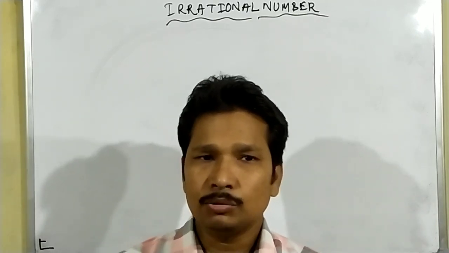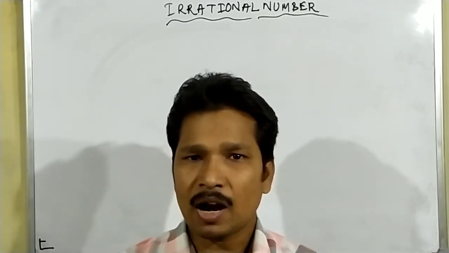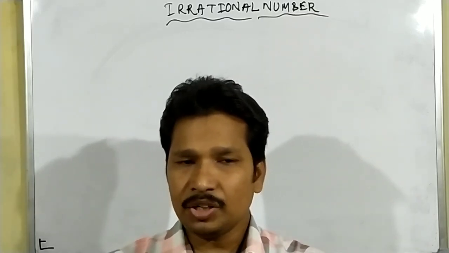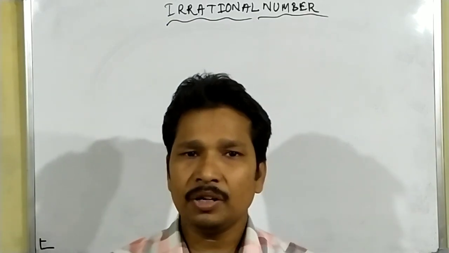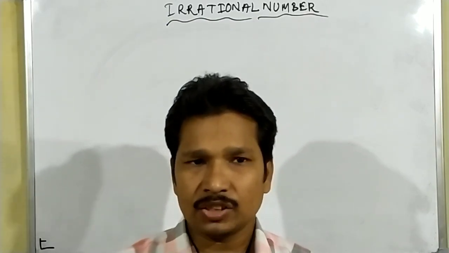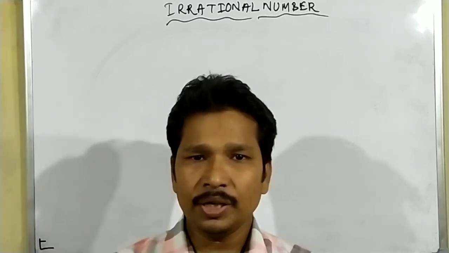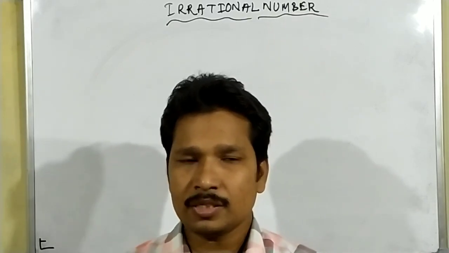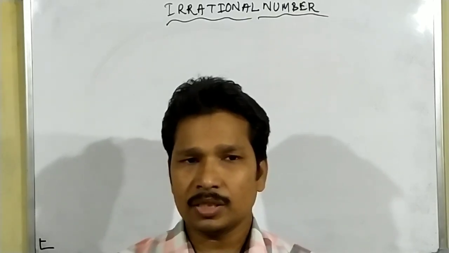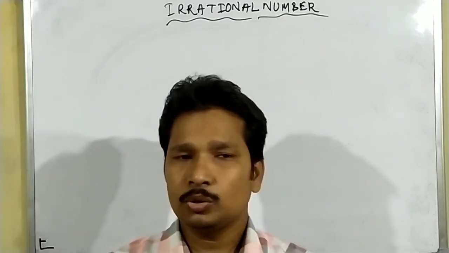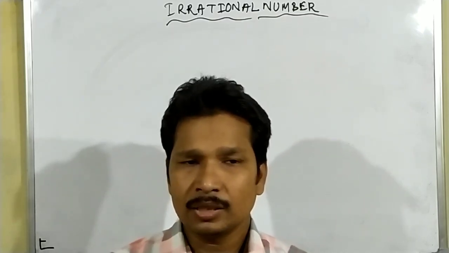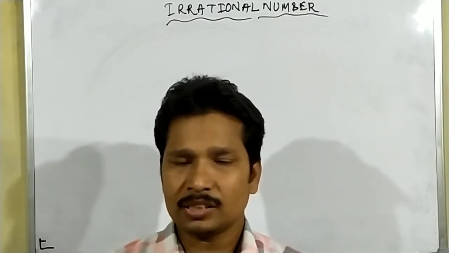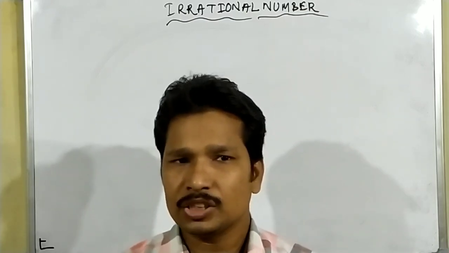So now we will do the rest part of the irrational numbers, which is that we have to insert some irrational number between two given irrational numbers. In the chapter on rational numbers, we have already learned how to insert some rational number between two rational numbers. In this chapter, we will learn how to insert some irrational number between two irrational numbers, how to insert some rational number between two irrational numbers, and how to insert some irrational number between two rational numbers.